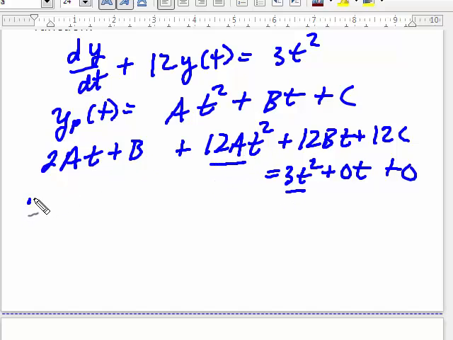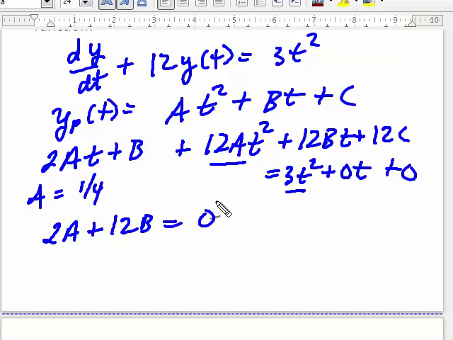Okay, so again I get a equals 1/4. Now when I compare the terms that have t in them, I have 2a plus 12b equals 0. So now instead of just getting a equals 0, I have the b here to sort of help me out. I can use the value for a from above, and so that gives me 1/2 plus 12b equals 0. So now I get a value for b. It better be minus 1/24.